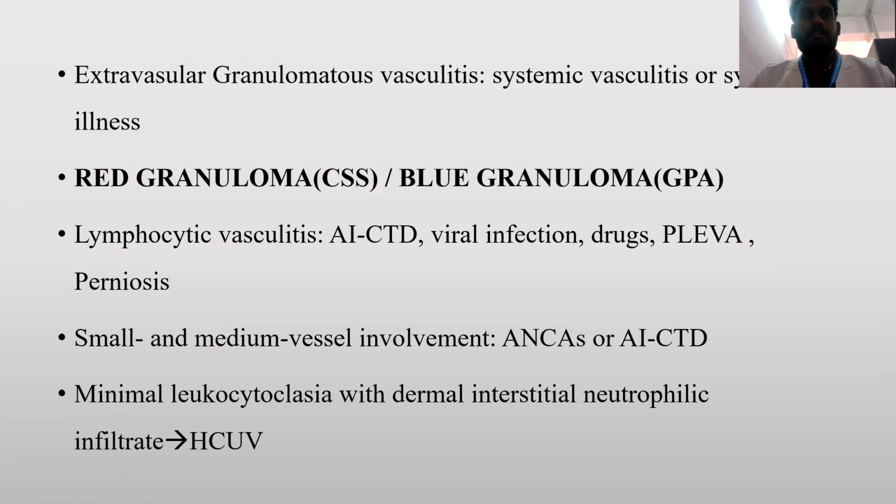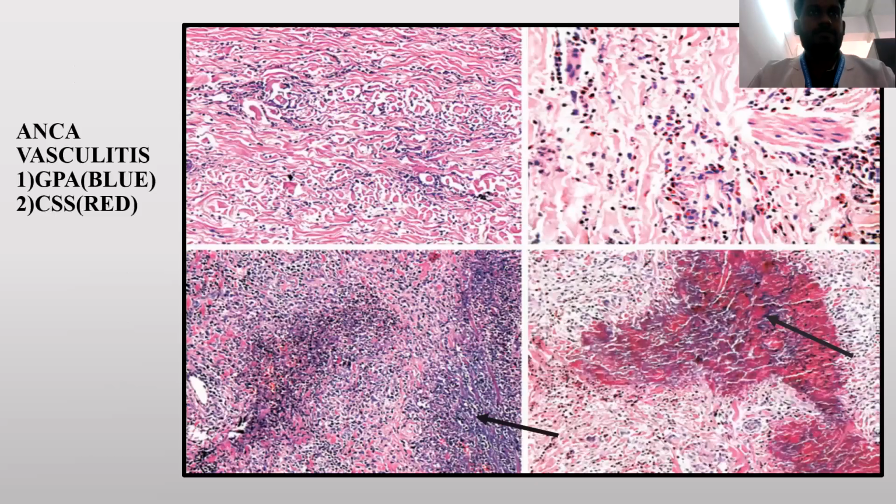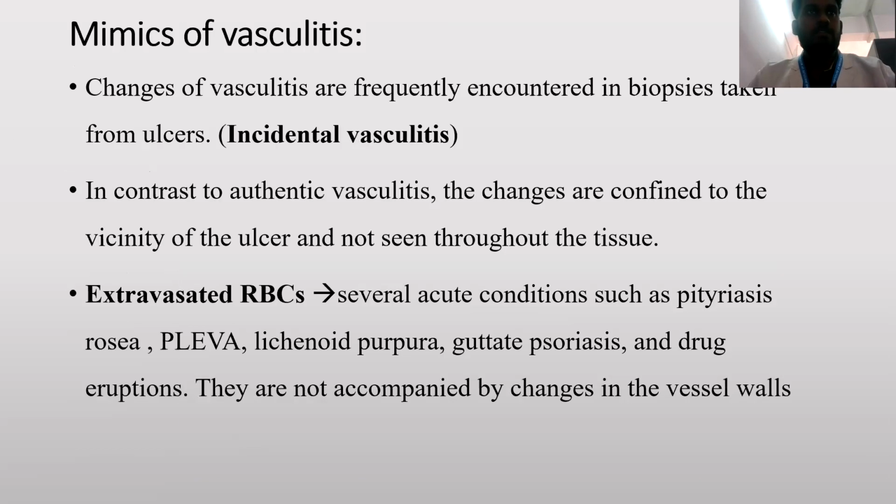If there is small and medium vessel involvement, you should keep ANCA-associated vasculitis and connective tissue disease induced vasculitis in mind. And if there is minimal leukocytoclasia with a dermal interstitial neutrophilic infiltrate, we can consider arthritis-associated vasculitis. So for ANCA vasculitis, here is the picture showing it.